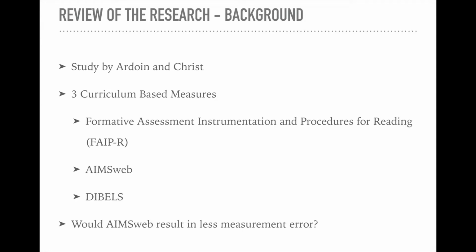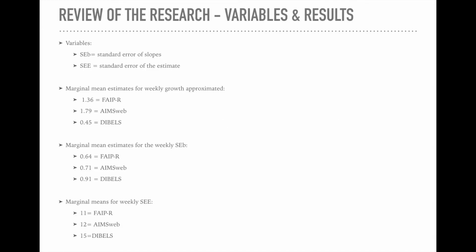The authors hypothesized that the AIMSweb passage set would result in significantly less measurement error than the DIBELS, because the AIMSweb passages were equated using both readability formulas and observed performance of a small sample of students at each grade level, where DIBELS passage sets were based primarily upon readability formulas only. Looking at the variables of standard error of slope and standard error of the estimate, the authors were able to measure the marginal mean of weekly growth and the SEB and the SEE.